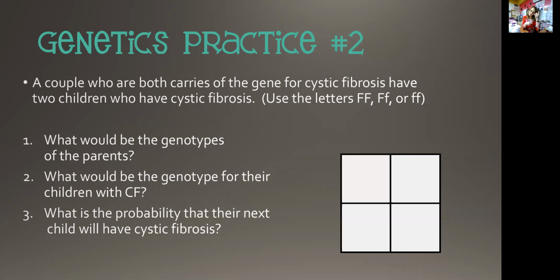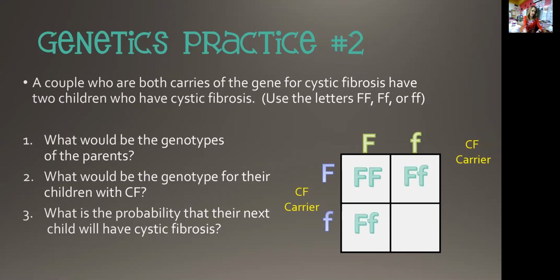So if we look at a Punnett square with a couple who are both carriers for this trait, and they already have 2 children with it. So question number 1 says, what would be the genotypes of the parents? Well, if they're carriers, automatically we know they're heterozygous because they have to be able to carry that recessive allele but not exhibit symptoms of the disorder. So both parents would be carriers, and then their offspring's Punnett square would look like this.